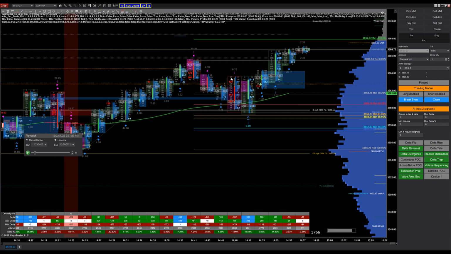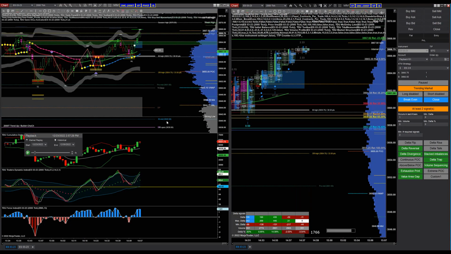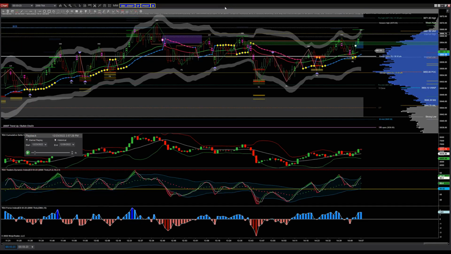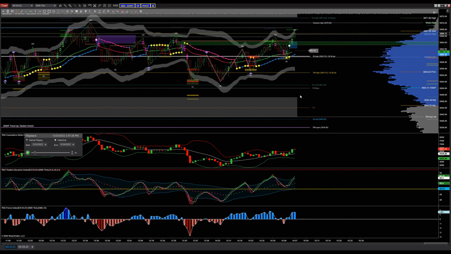So you can see here, you've got stacked imbalances. Well, let's come over to this side here, and then I'm going to wrap this up. So when we went on this bar here, let's see if we can recreate over here. This was the inside bar. This was the bar I took, based on what I saw in the footprint.